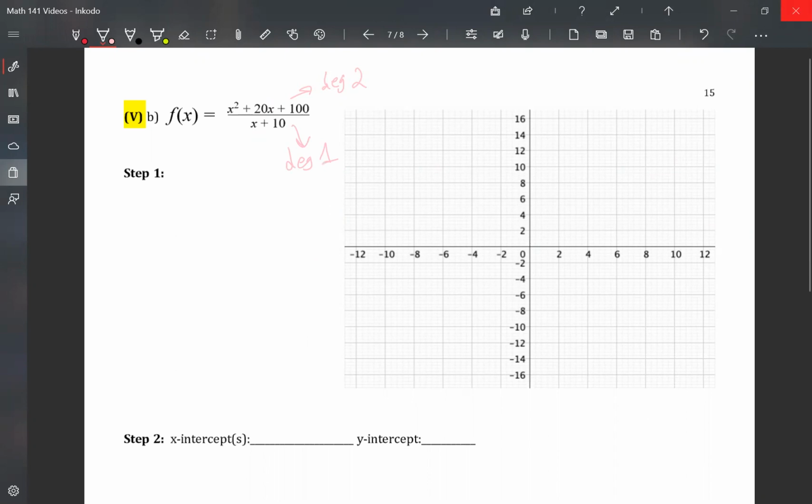And what that tells us is that this rational function is going to end up looking like something with degree 1, a line. So we should expect this to look like a line, just a linear function. There just might be some interesting things happening. And the way we figure those things out is by seeing if we can do any cancellation. That's the first thing we want to check out.